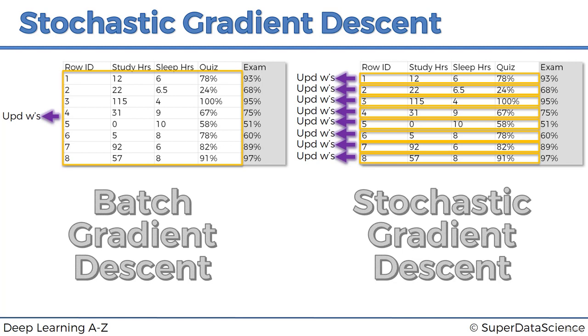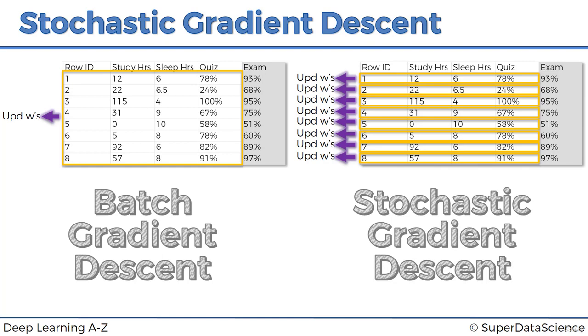Also, there is a method in between the two called the mini batch gradient descent method, where you combine the two. Rather than running a whole batch or running one row at a time, you run batches of rows, maybe 5, 10, 100, however many rows you decided to set. You run that number of rows at a time, then you update your weights, and so on. That's called the mini batch gradient descent method.